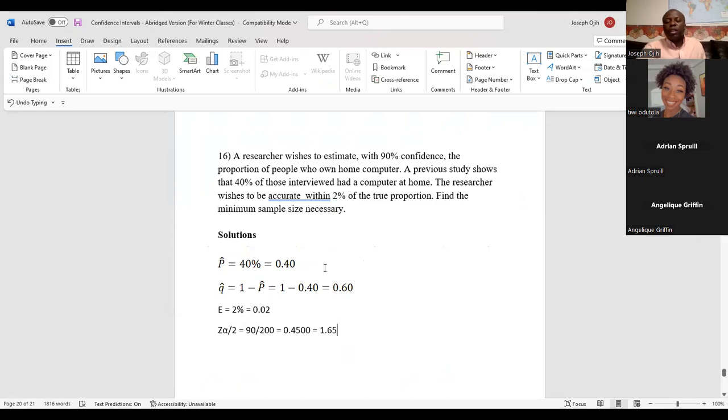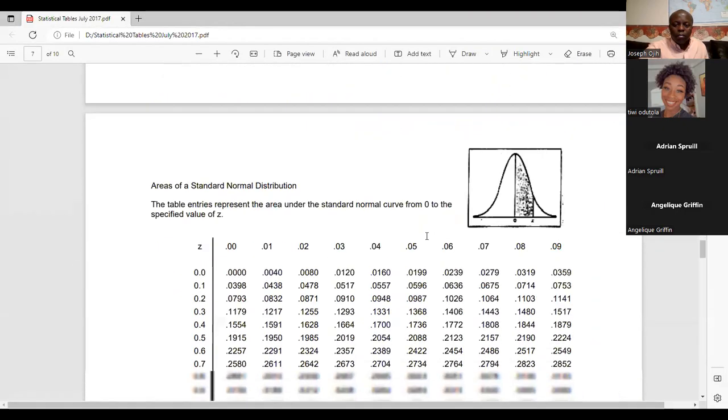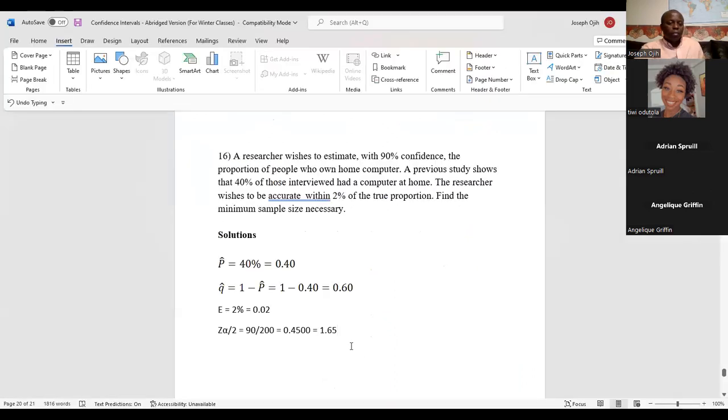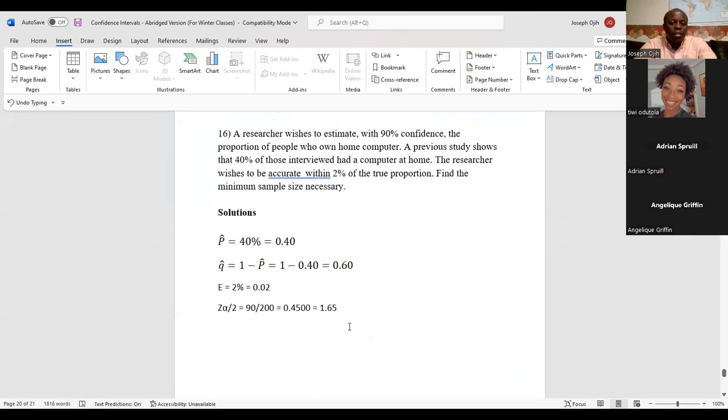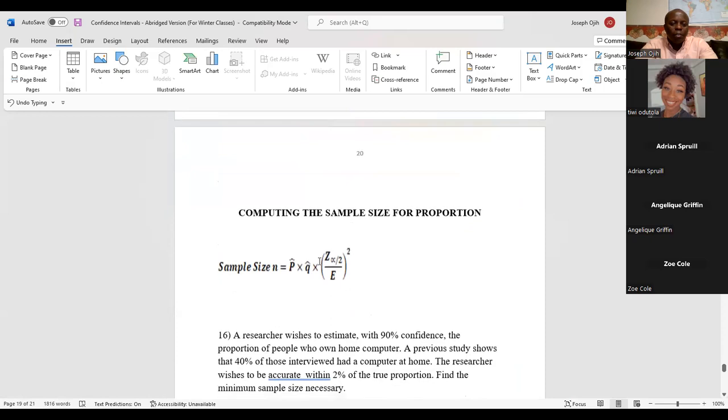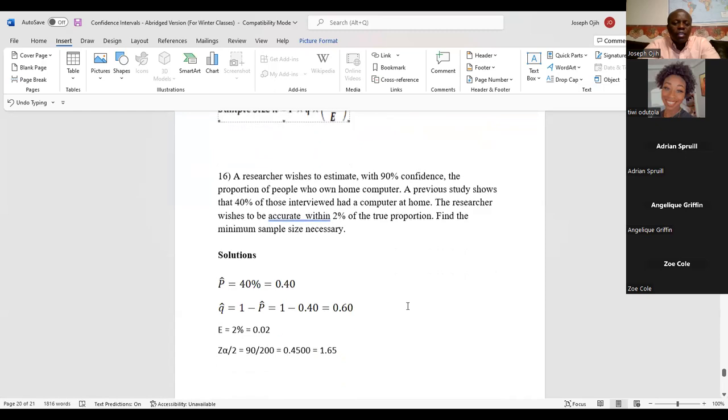Another way you can get this, if it is given, is to go to this table here, all the way down. Say for 90, you can see 1.645, which is the same thing as 1.65. So I've shown you both ways. Now, we have everything we need. All we need to do now is put them in this formula.